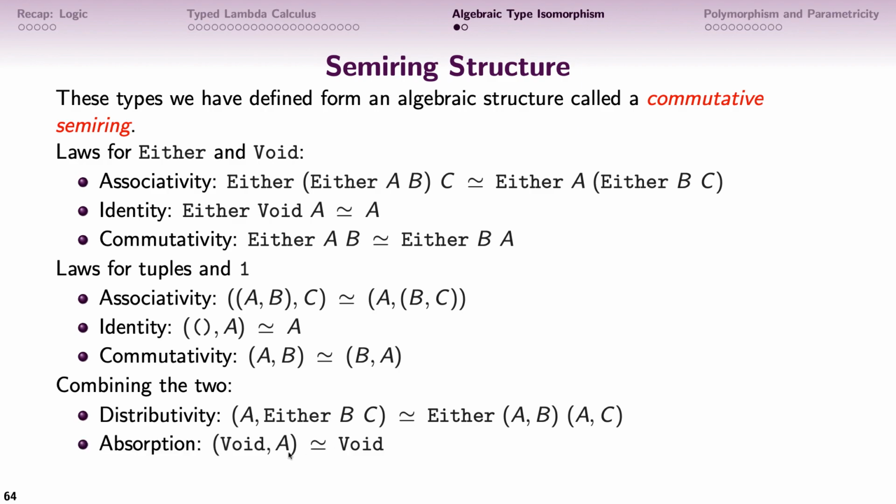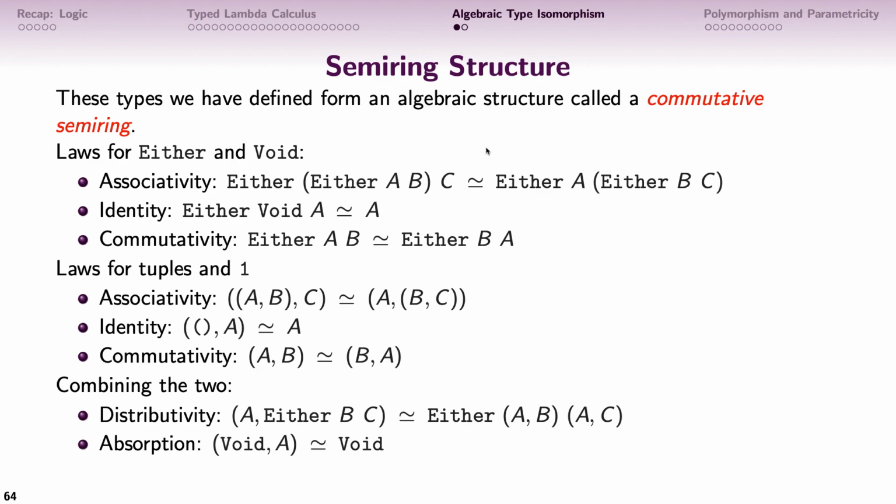Similarly, if I have false and A, that's the same thing as false, right? Or similarly, if I have a value of the empty type and an A, I can't construct a value of the empty type, and I therefore can't construct a value of the type void tuple A, because I'd still need to construct a value of the empty type in order to do that. So this has the same amount of information as void.